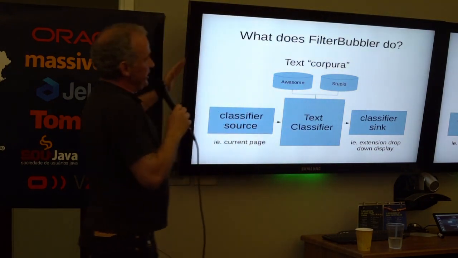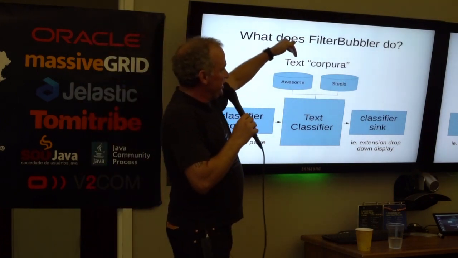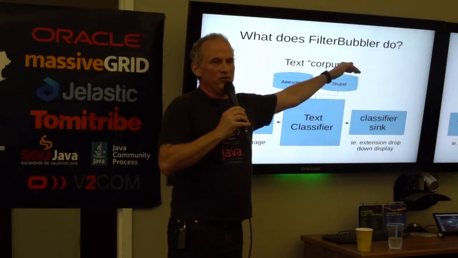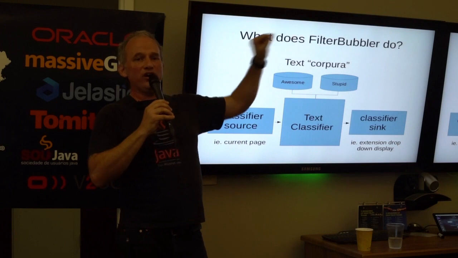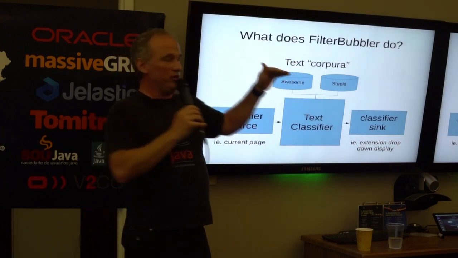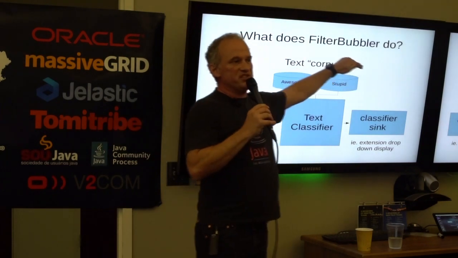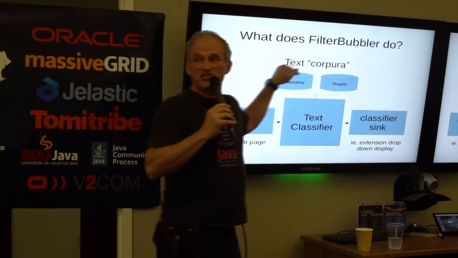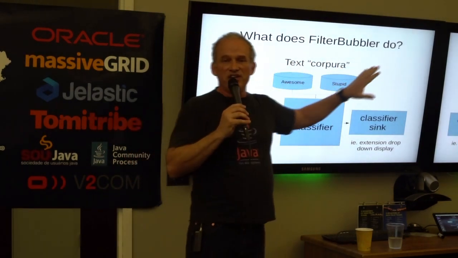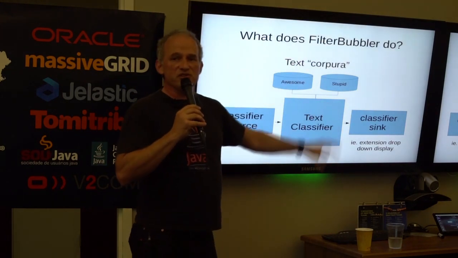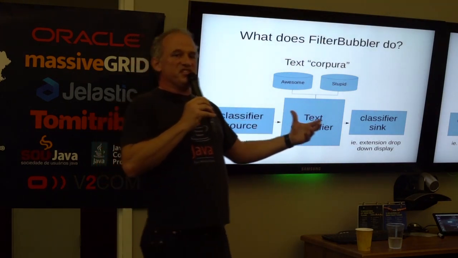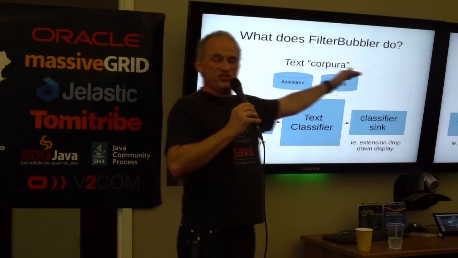Because you can do this with anything, what Filter Bubbler does is it lets you create a series of text corpora, which is basically you labeling URLs. So let's say, real simple one, you're just going to say, this page has awesome stuff on it, this page has stupid stuff on it. You build up two lists of URLs. The system is going to read the text of those pages and build up a statistical profile of awesomeness and stupidness.